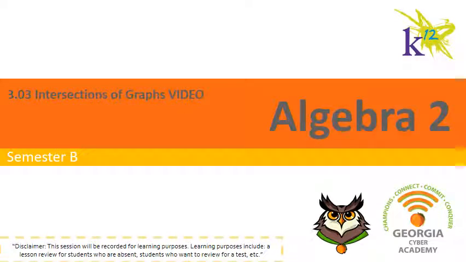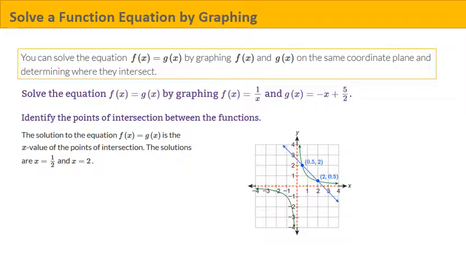Hello, and in this video we're going to look at 3.03 intersection of graphs. So we've talked about solving for when two graphs intersect. You can also solve the equation f of x equals g of x by graphing f of x and g of x on the same coordinate plane and see where they intersect. This is pretty much what we've been doing.